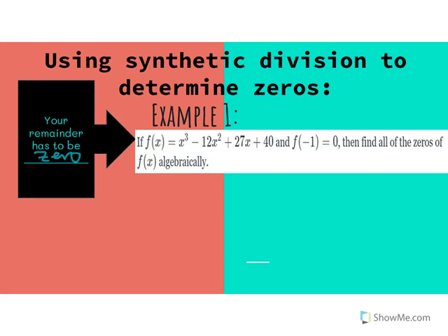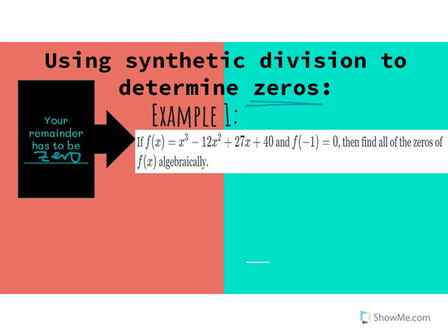Your remainder has to be 0 in order to determine the zeros. Remember, your zeros are your x-intercepts. So in this example, it says if f of x, which is just y, is equal to x to the third minus 12x squared plus 27x plus 40, and f of negative 1, so if we're plugging in that negative 1, then that's when we should be having a solution of 0. So then we're going to find all of the zeros of our actual algebraic equation here.